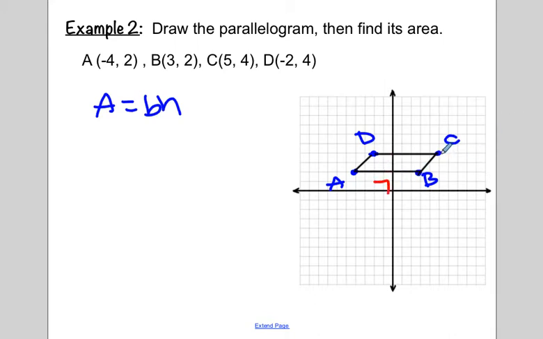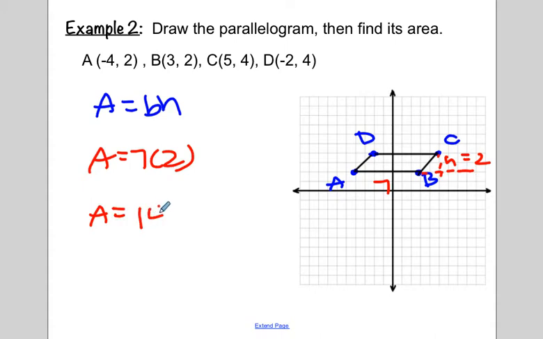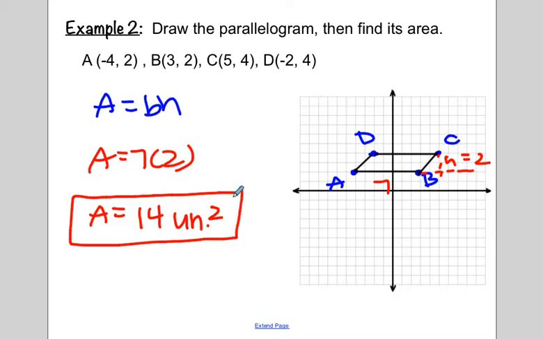And then my height. I'm going to have to go ahead and extend here and draw this down. This is my height here, which is a distance of 2. So to find the area, it is 7 times 2. And so our area is equal to 14. And the way we label area is units squared. So there is example 2.